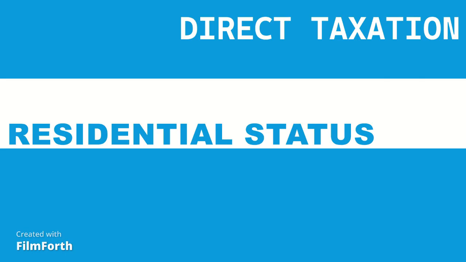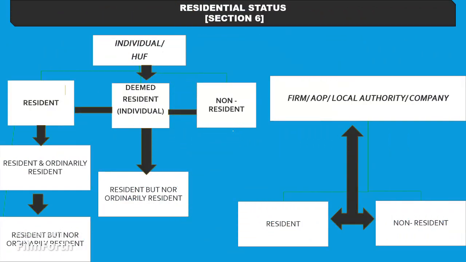Let's start. Section 6. Residential status. The incidence of tax on any assessee depends upon his residential status under the Act.